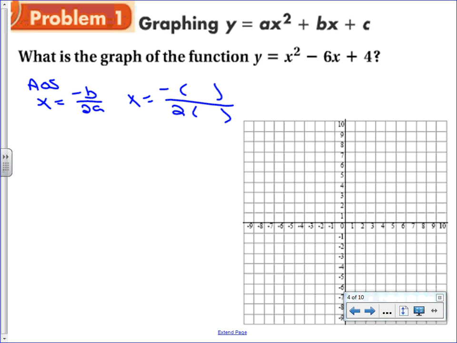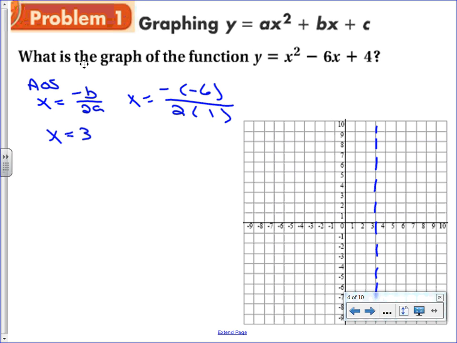Now, here's what I was talking about with A, B, and C. If you can't identify them, then you can't plug them in. So our B is negative 6. Our A is 1. So we'd get positive 6 over 2, so x equals 3. Our axis of symmetry runs along vertically right about here, guys.